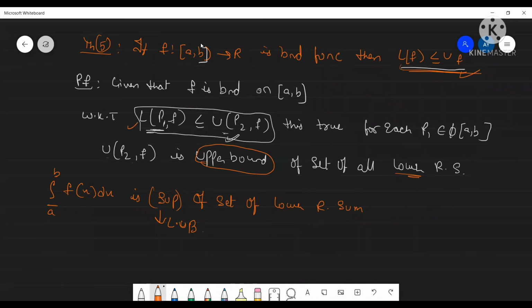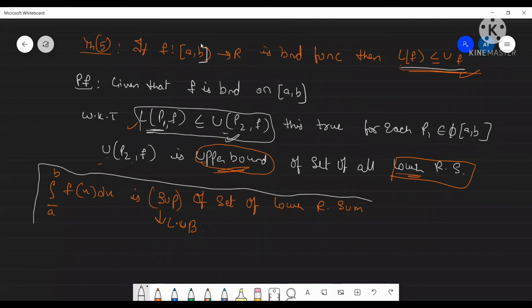What is U(P2, f)? U(P2, f) is an upper bound. So what is that upper bound? It is an upper bound for the set of all lower Riemann sums. That is the reason we defined the integral from a bar to b of f(x) dx. That is actually the lower Riemann sum. But what is the definition of the lower Riemann sum?